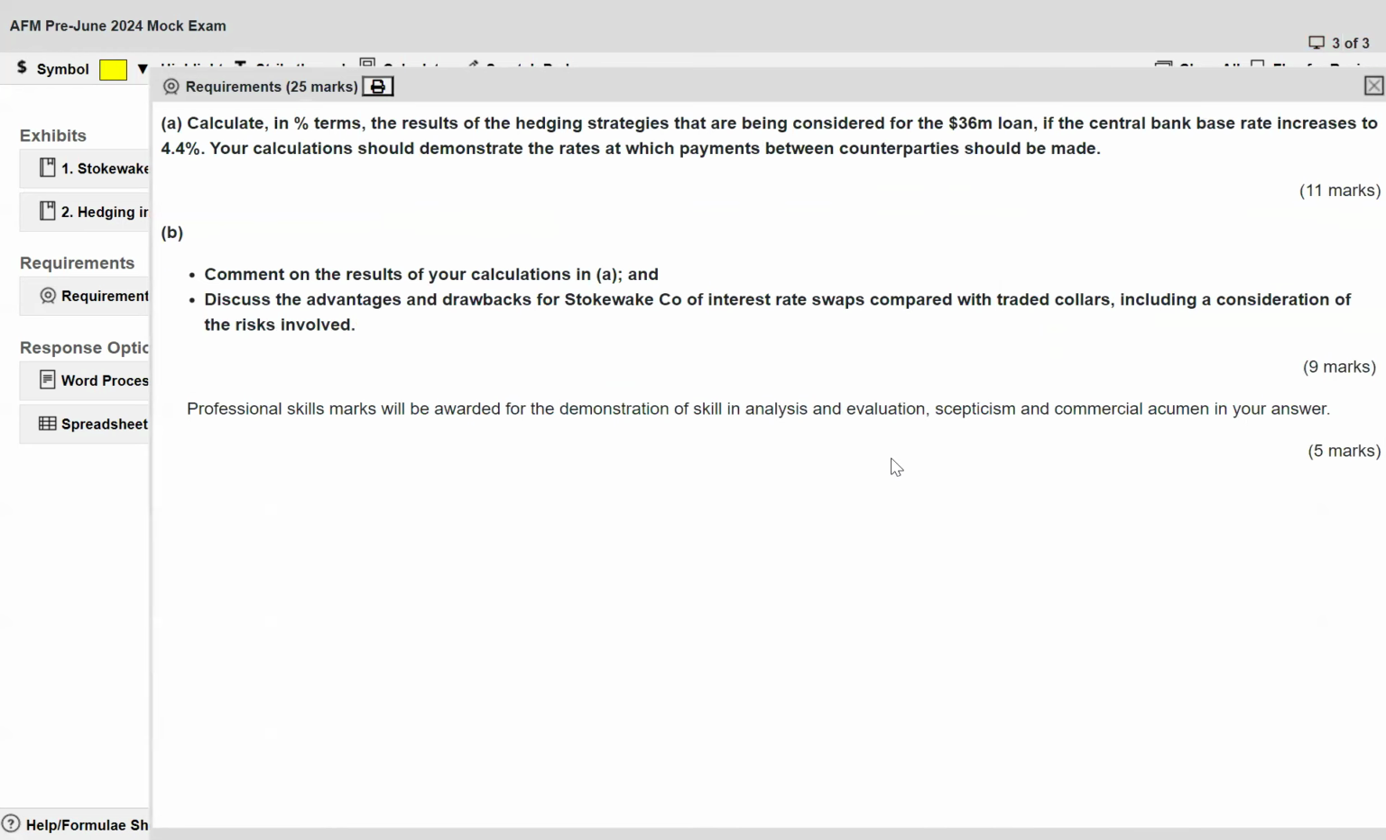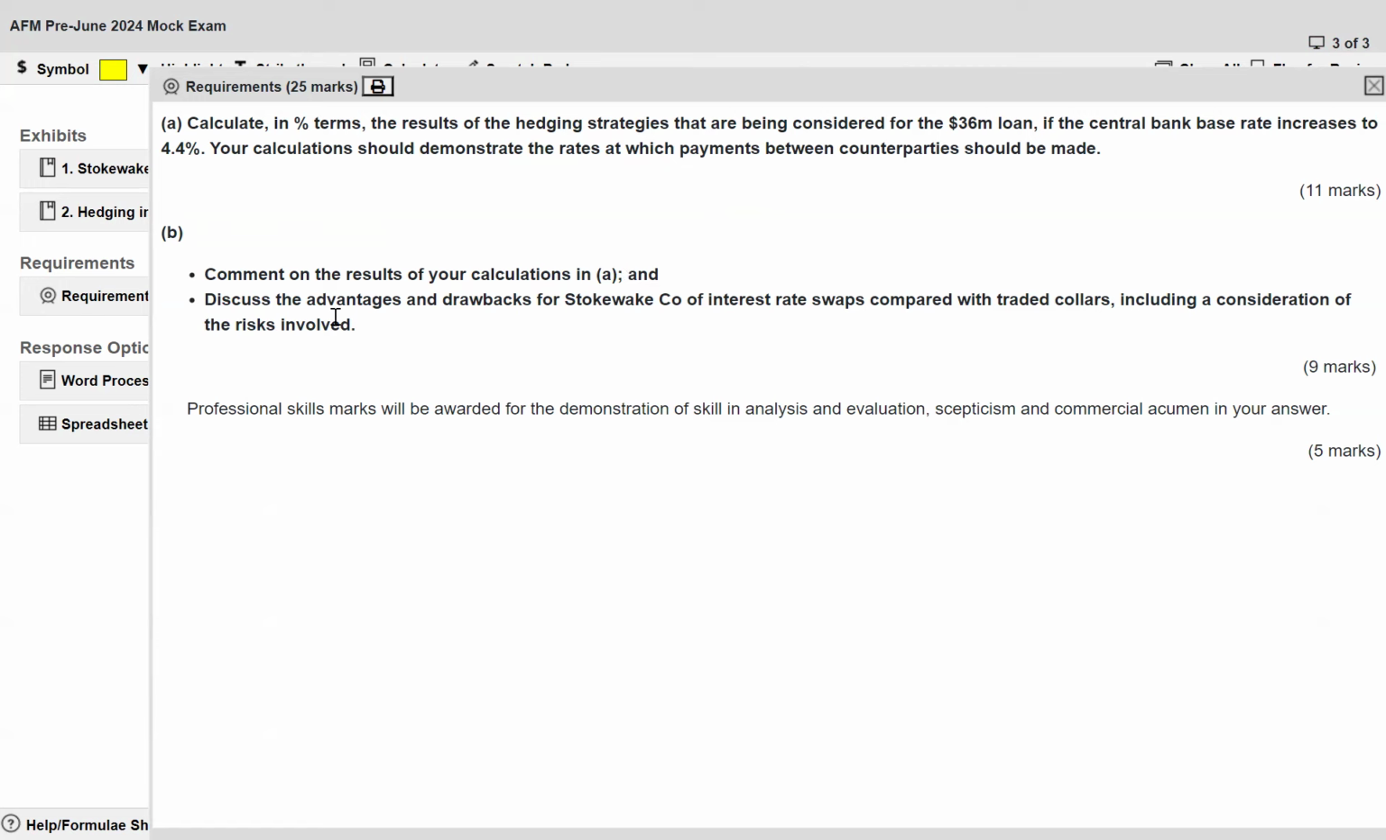calculate, in percentage terms, the results of the hedging strategies that are being considered for a 36 million loan, if the central bank base rate increases to 4.4%. Your calculation should demonstrate the rates at which payments between counterparties should be made. That is one thing. And then comment on the results.